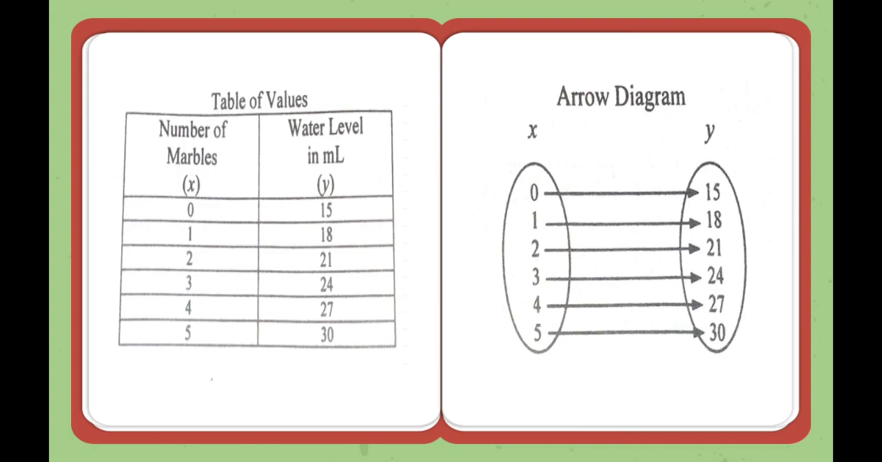So, kung mapapansin niyo may mga nakikita kayong arrow dyan. Ibig sabihin po niyan, halimbawa, si 0, ang kapartner niya is 15. So, therefore, i-arrow nyo po si 0 kay 15. Si 1 naman, ang kapartner niya is 18. Therefore, i-arrow nyo si 1 kay 18. Si 2 naman, kay 21. Si 3 kay 24. Si 4 kay 27. And 5 kay 30.